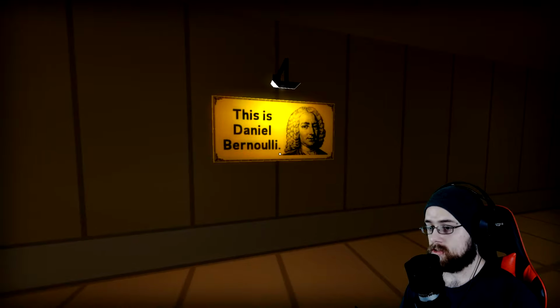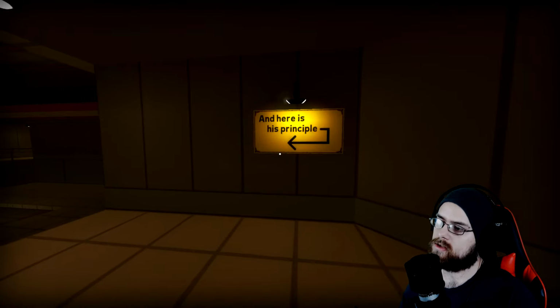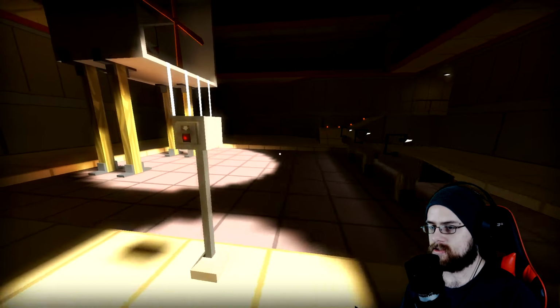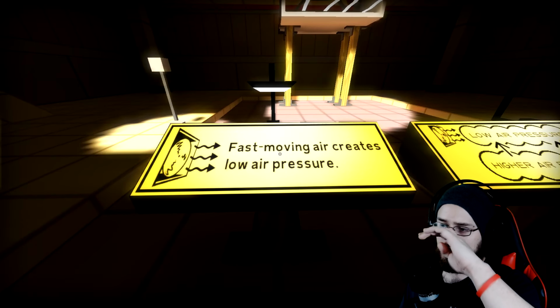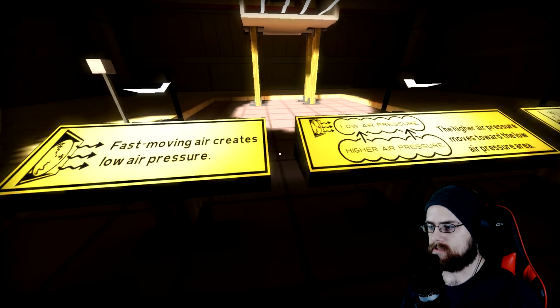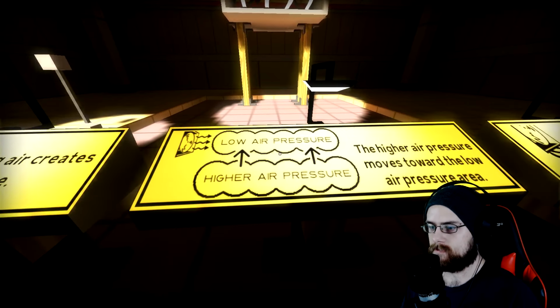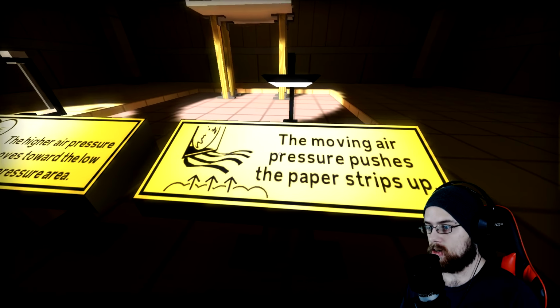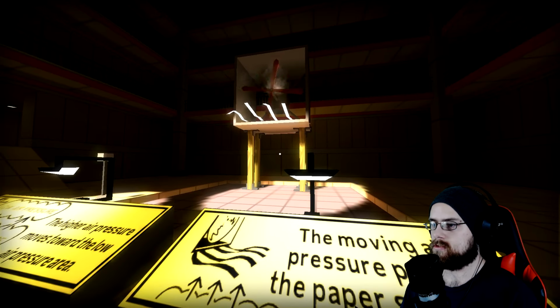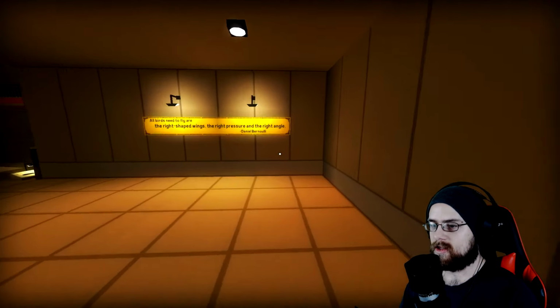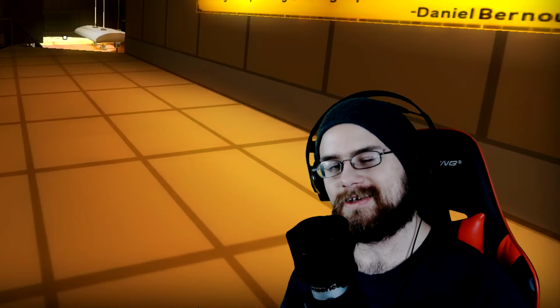Bernoulli's principle. This is Daniel Bernoulli. And here is his principle. Fast moving air creates low air pressure. Low air pressure, high air pressure. Higher air pressure, low air pressure. The higher air pressure moves towards the low air pressure area. The moving air pressure pushes the paper strips up. Huh. You learn something new every day. This is Bernoulli, and in here is his principle. I'm Wings, and in there is my nipples. Enjoy.